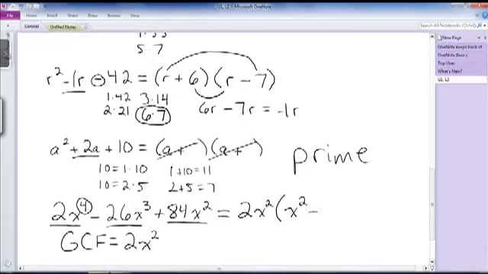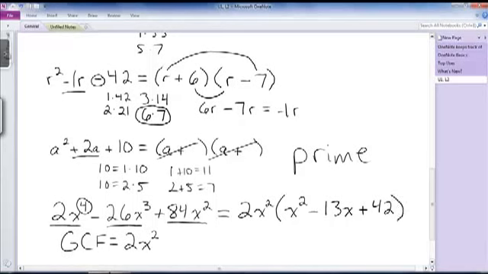Minus 26x cubed. Well, if you divide 26 by 2, you get 13. And if you take x cubed and you pull out x squared, there's only 1 x left. And then 84x squared plus 84 divided by 2 is 42. And it had an x squared on it, but we pulled out x squared. So we pulled out both of those x's. There's no x left on that last term.